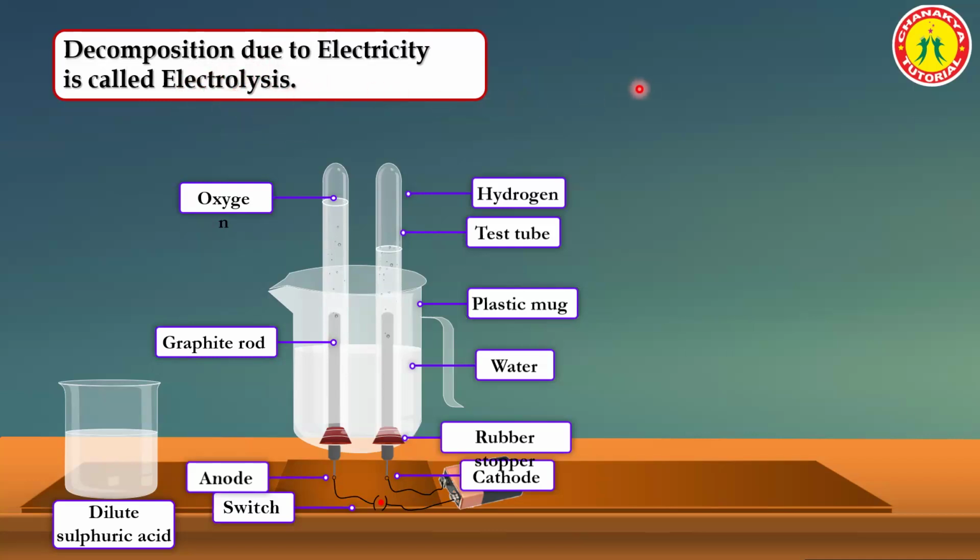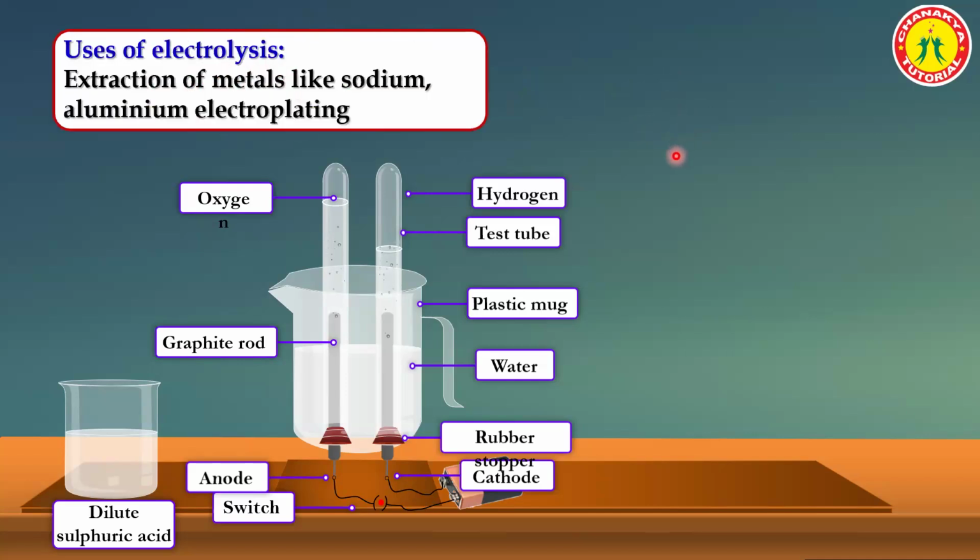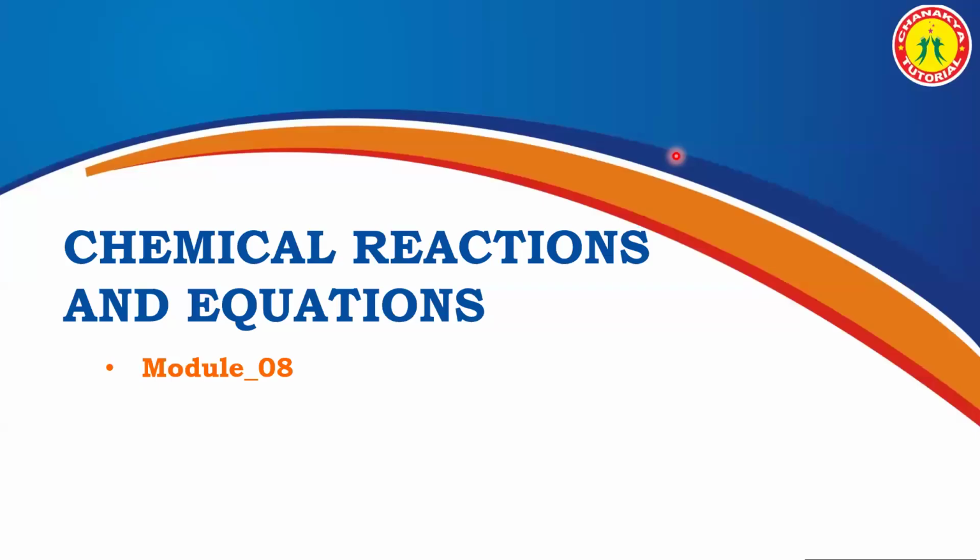So we have studied three types: thermal decomposition reaction, photolysis, which is decomposition in presence of light, and electrolysis, decomposition due to electricity. This process of electrolysis is used for extraction of metals like sodium, and for aluminium electroplating.